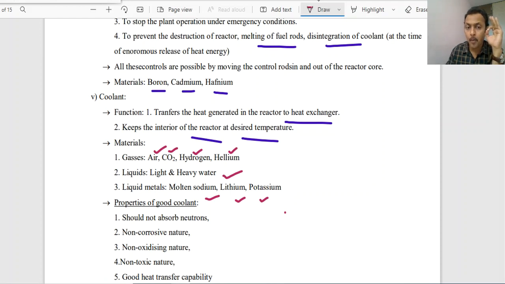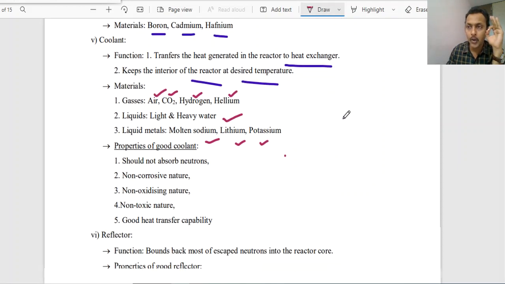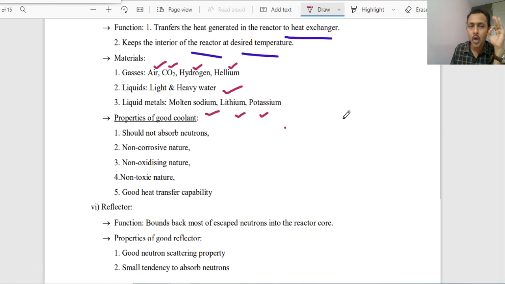Coming to the properties of a good coolant, they should not absorb neutrons. They should have a non-corrosive nature, non-oxidizing nature, non-toxic nature, and they should have good heat transfer capability.